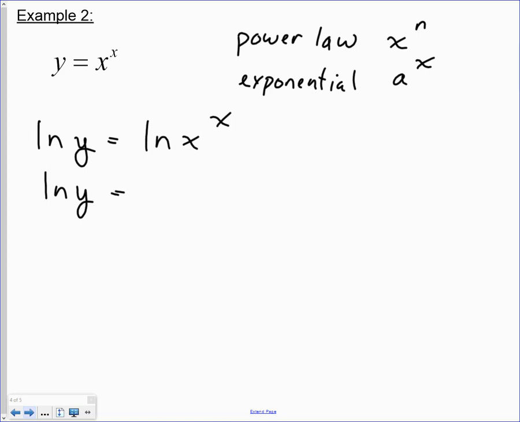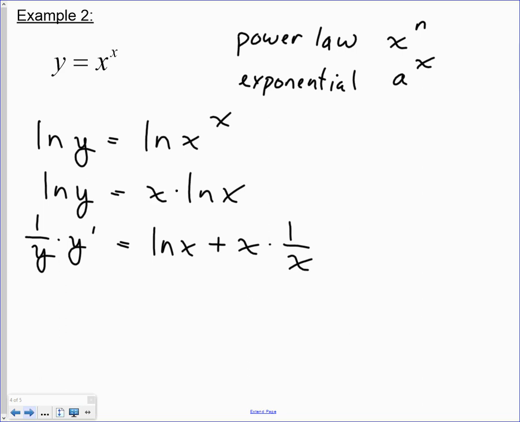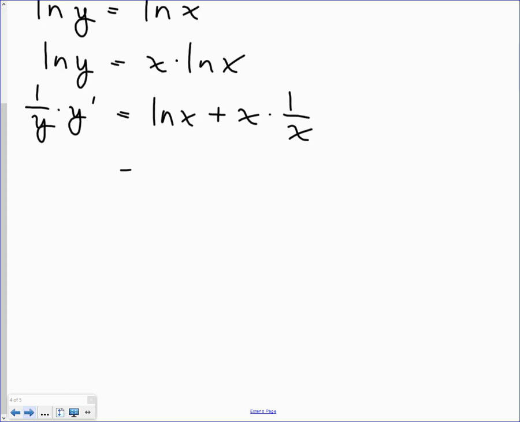Nothing to do on the left-hand side. Bring down the x ln x. And now let's take the derivative. So, implicit differentiation, we're going to have 1 over y times y prime on the left. On the right-hand side, we have two functions of x that are multiplied by each other. So, we can use the product rule here. Derivative of x is 1 times ln x plus x times the derivative of ln x, which is 1 over x. So, we're going to have ln x plus 1.